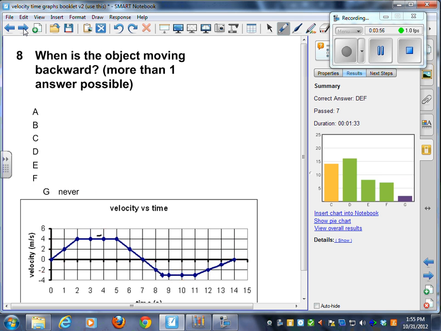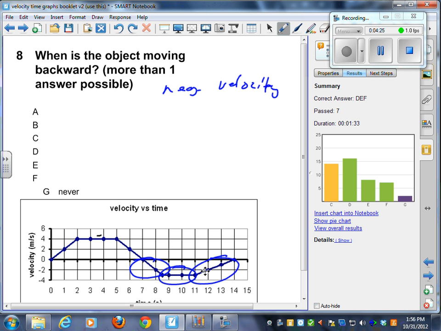Now, this is even harder. Watch closely, Tristan and Bray, so I don't have to explain it later. Turn around, Tristan. They don't need to see your clicker. When is the object moving backward? Moving backward means negative velocity. D, E, and F have a negative velocity.